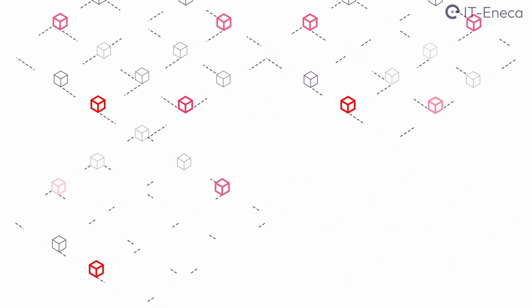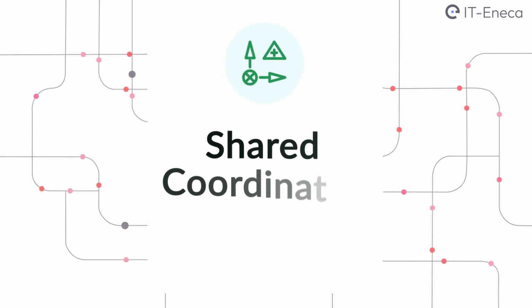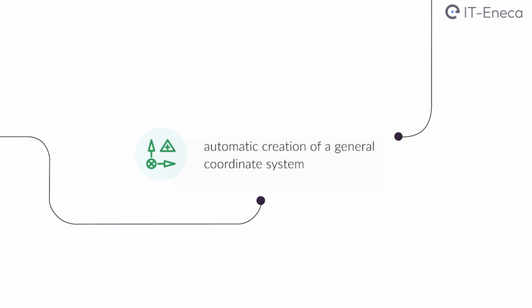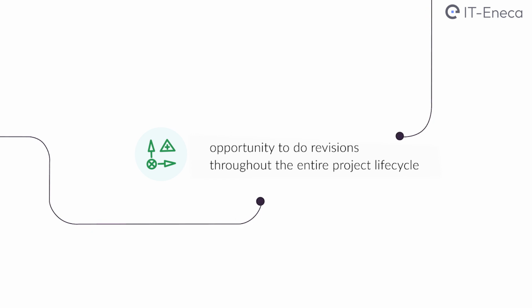We present you a solution to the problem. Shared Coordinates, a plugin for creating and transferring a general coordinate system. This plugin enables you to establish a general coordinate system and seamlessly transfer it to the designer's models. You can also make necessary revisions throughout the entire project lifecycle.